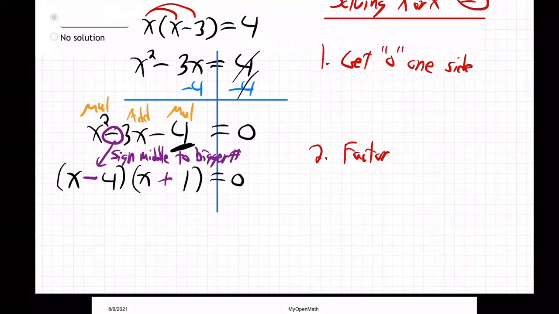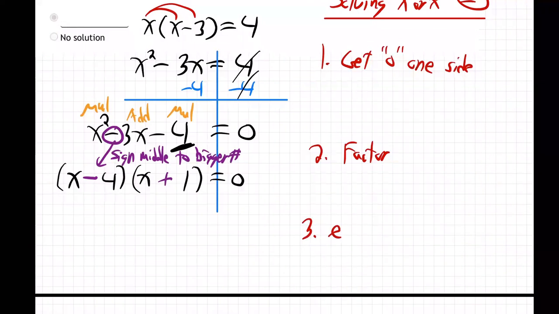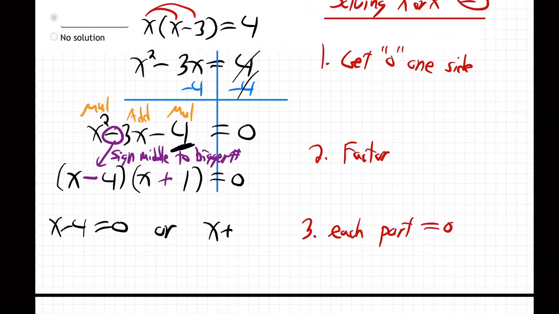So what now? Well, now that it's factored, now we come down to step number 3. And we said each part gets its own 0. So in other words, we're going to say x minus 4 all by itself gets its own 0, or x plus 1 all by itself gets its own 0.